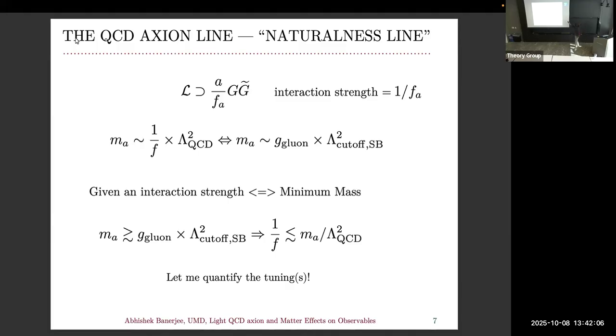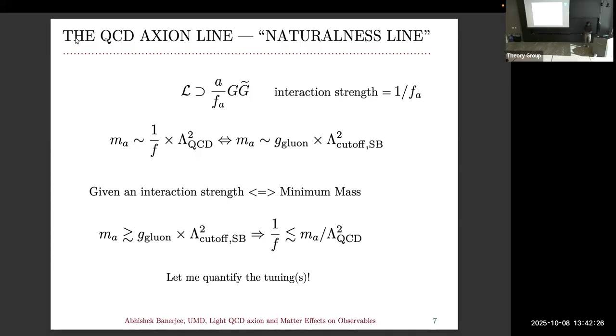So given this interaction is 1 over Fa, I know what the mass needs to be. Another way to say it, the mass needs to be greater than what I'm getting from this GG tilde coupling. And so Ma needs to be greater than G gluons times this lambda square. Another way to say it, this 1 over Fa needs to be less than Ma over lambda QCD square, right?